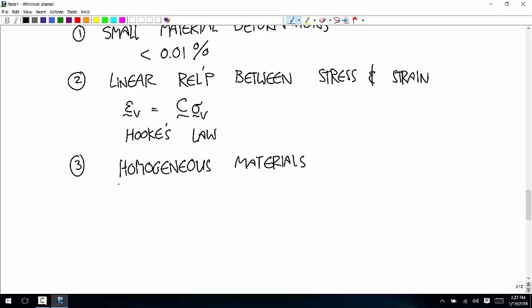So homogeneous materials mean the material has the same properties at any 2 points.